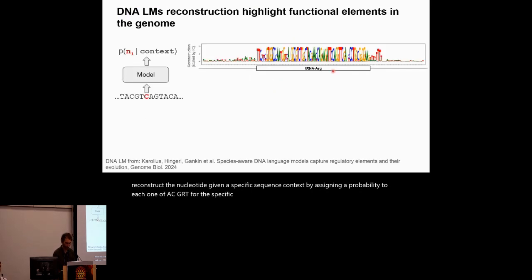Here you see an example of a region in the genome of yeast which contains a tRNA. And you see the reconstruction per nucleotide and position. Within the tRNA region, this reconstruction is much higher, presumably because the identity of the nucleotides is more constrained. This highlights something that we and others have seen, which is that DNA language models tend to reconstruct functional elements in the genome.